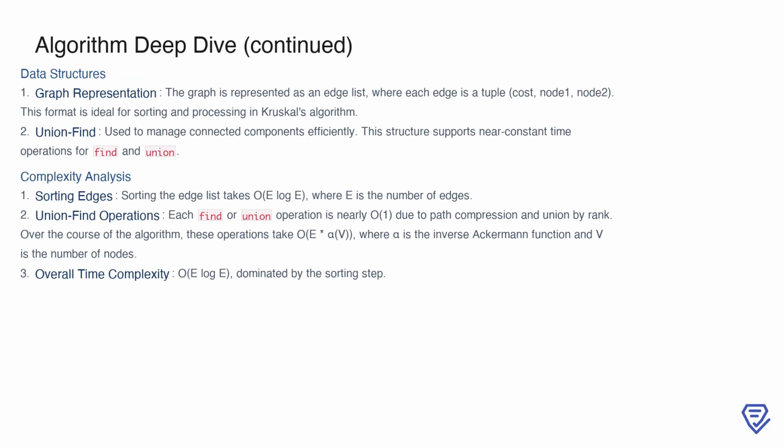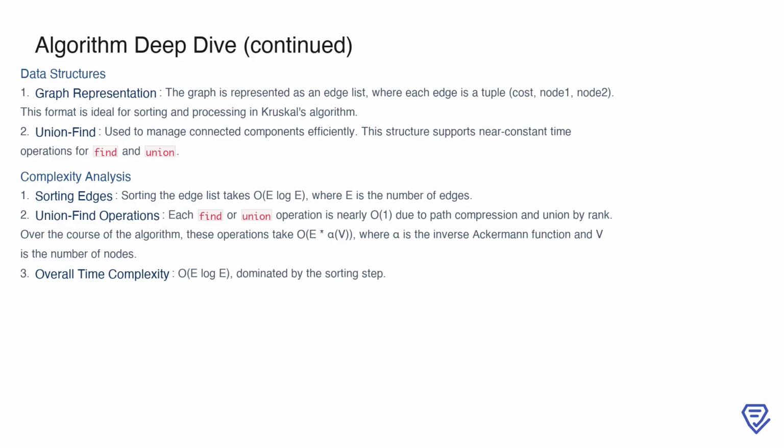To implement this algorithm, we rely on two primary data structures. The graph is represented as an edge list, where each edge is a tuple containing the cost and the two nodes it connects. This representation is ideal for sorting and processing in Kruskal's algorithm. The second data structure is union find, which efficiently manages connected components. It supports two key operations: find, which retrieves the root of a component, and union, which merges two components. Both operations are optimized with techniques like path compression and union by rank, ensuring near constant time performance.